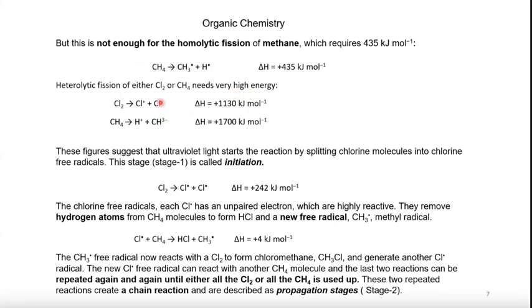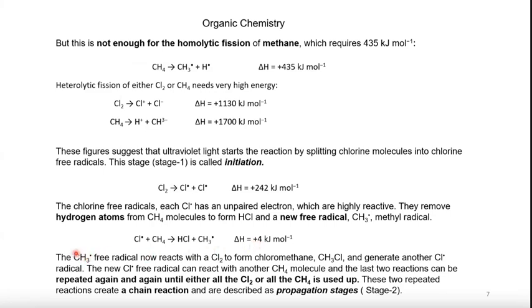So what happens when we start with chlorine? First, chlorine undergoes homolytic fission and we get this free radical, and this free radical is the initiation of the reaction between methane and chlorine. This needs 242 kilojoules per mole. This free chlorine radical reacts with methane and gets hydrogen chloride plus a methyl radical.